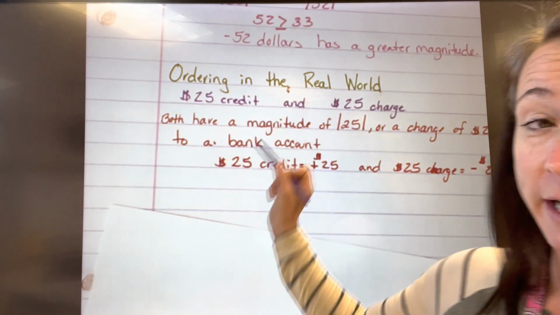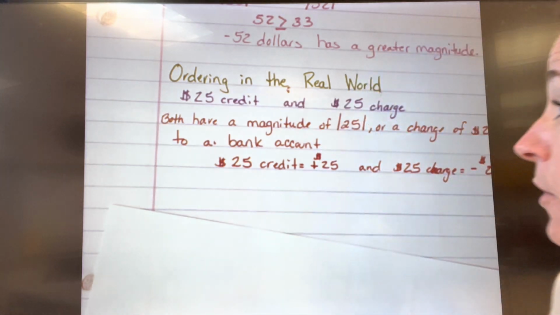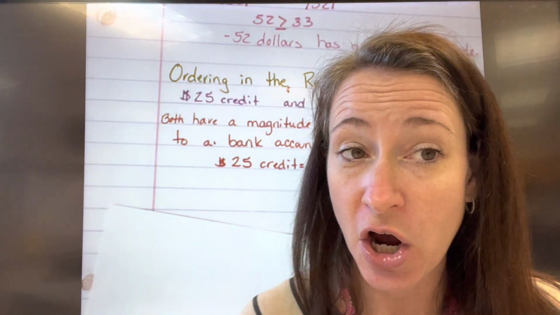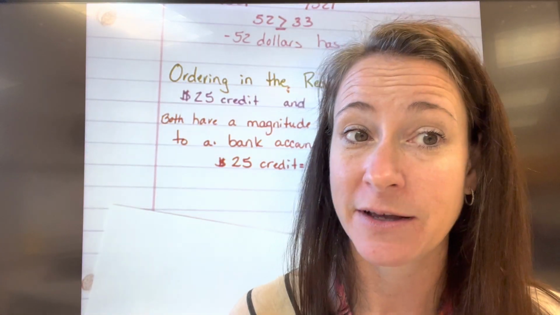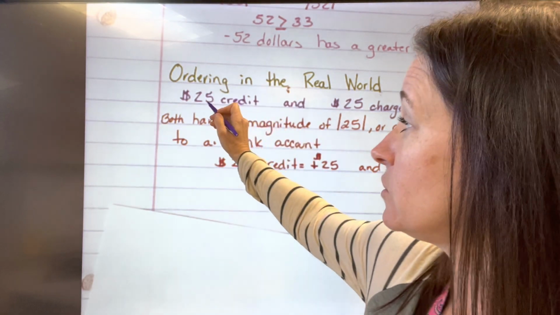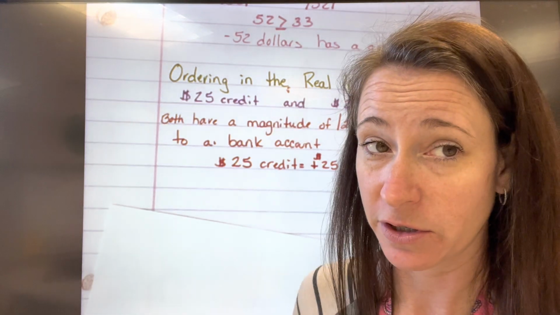So we know that a credit is money put back into your account. So we can notate that as a positive 25. And a $25 charge is a negative impact to your account. That means you owe that money. So this is a positive 25 to your account, and this is a negative 25 to your account.